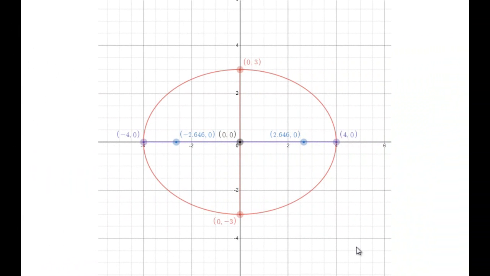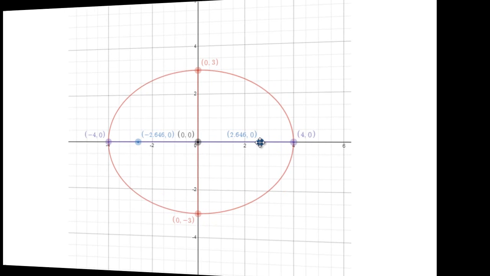Now you can see the graph of the ellipse. So the final answer is the graph. Sketch the graph of the ellipse. You can see the center at 0, 0. You can see here the semi-major axis, 4 and negative 4. The endpoints of the minor axis are 0, 3 and 0, -3. And the foci are negative radical 7, 0 and positive radical 7, 0. That's it. Super easy.